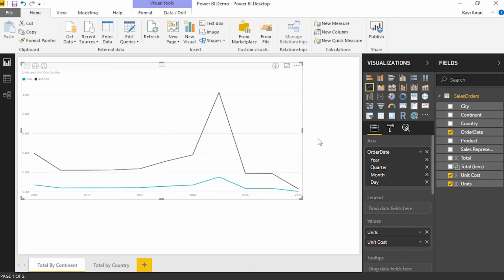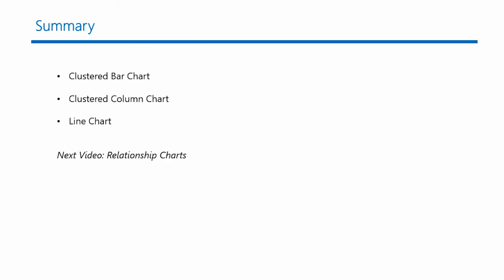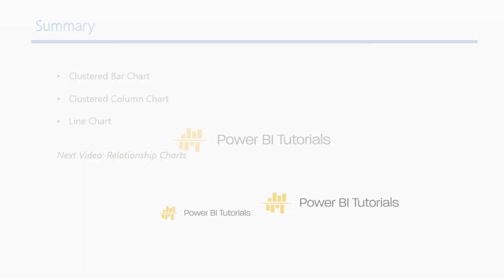So in summary, we have looked at the clustered bar chart, clustered column chart and line chart, and this completes the comparison charts. And in the next video, we will look at the relationship charts.